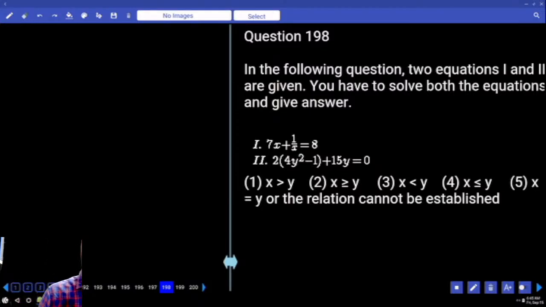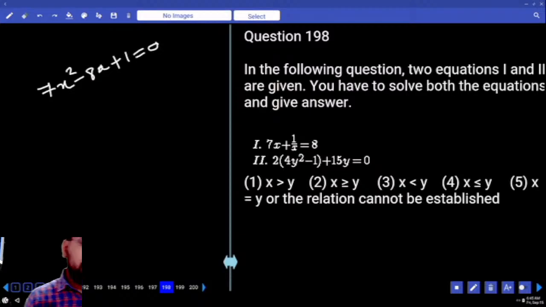Next, this is what? 7x square minus 8x plus 1 is equal to 0. Indirectly they given. So what are the possibilities? Minus 7 minus 1. So minus 7 minus 1 comes outside. Plus 7 plus 1. But you have to divide it with 7. Coefficient is there. And 1, 1 by 7.